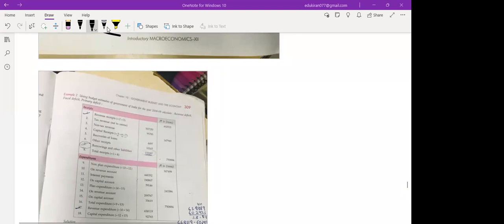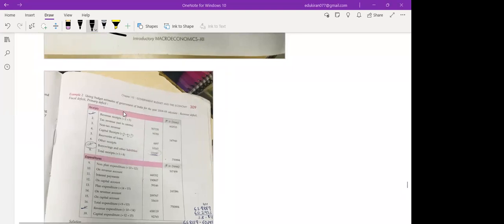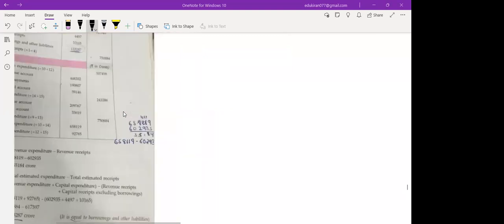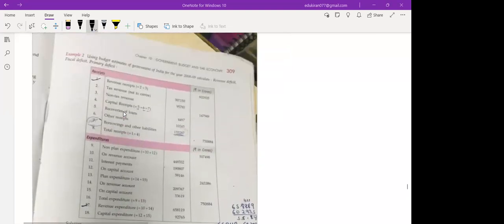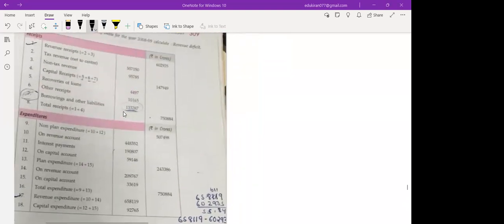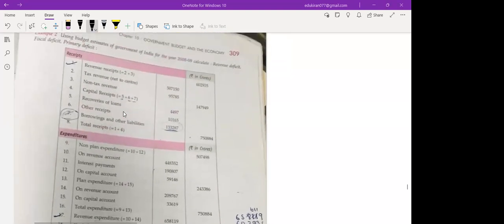Ma'am, could you show me the screen? I need to zoom it. Yes, ma'am. Fine now? Better? Yes, ma'am. Now it's calculate revenue deficit.